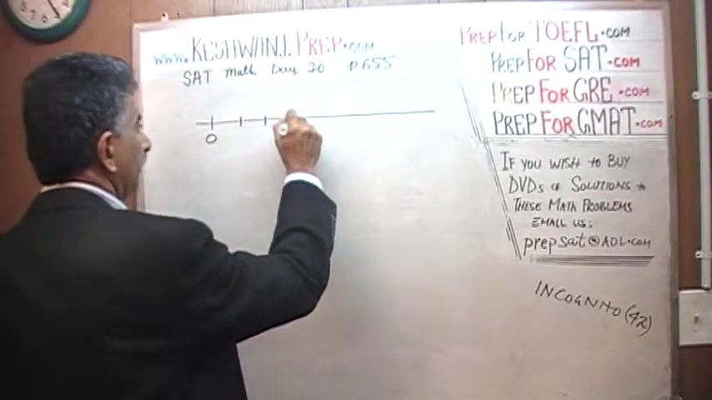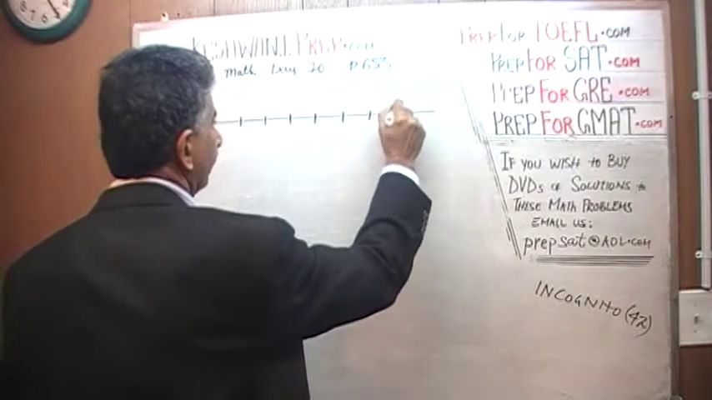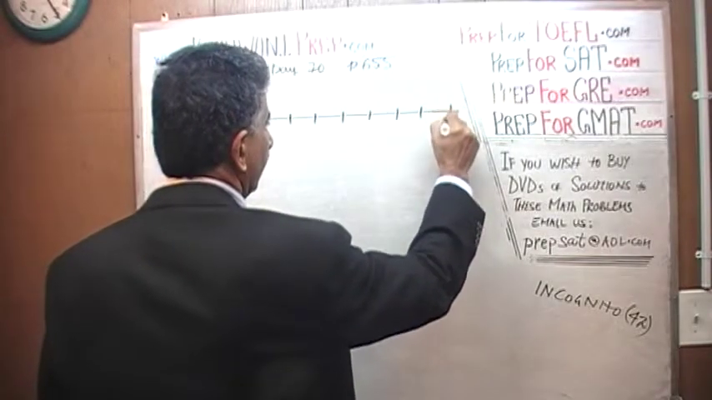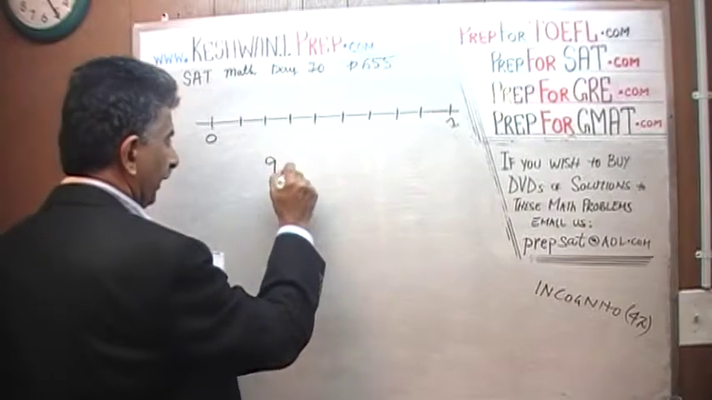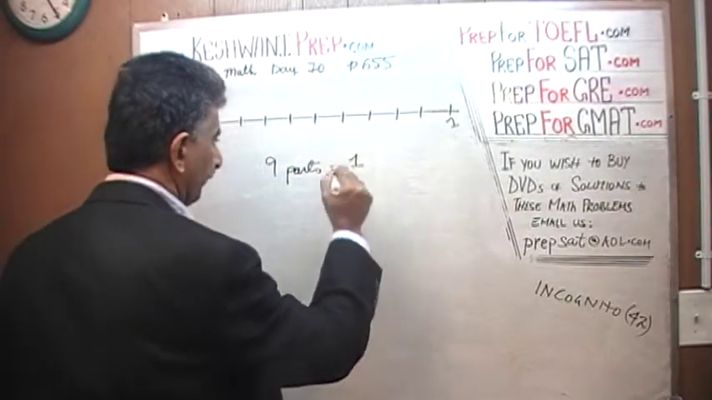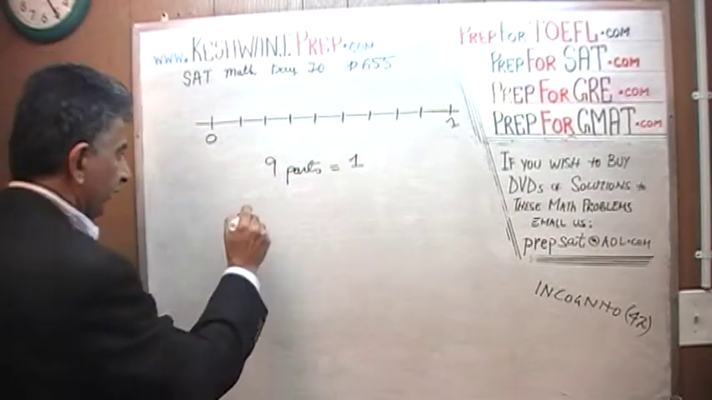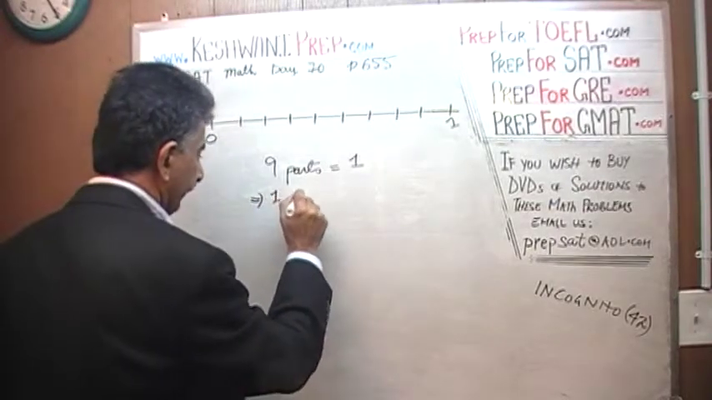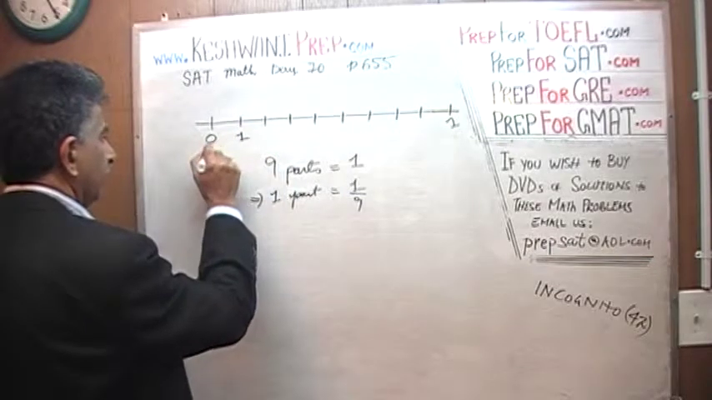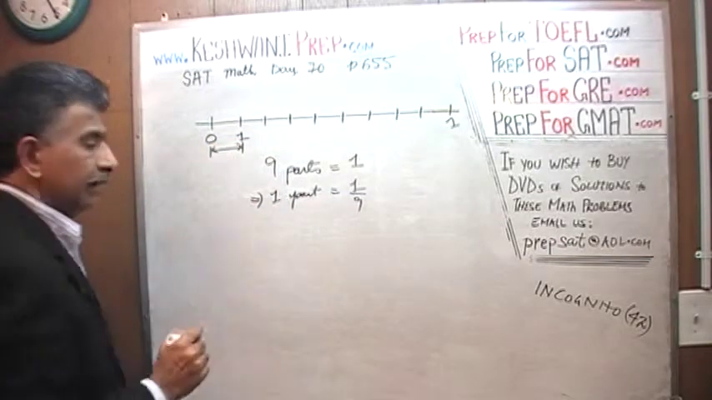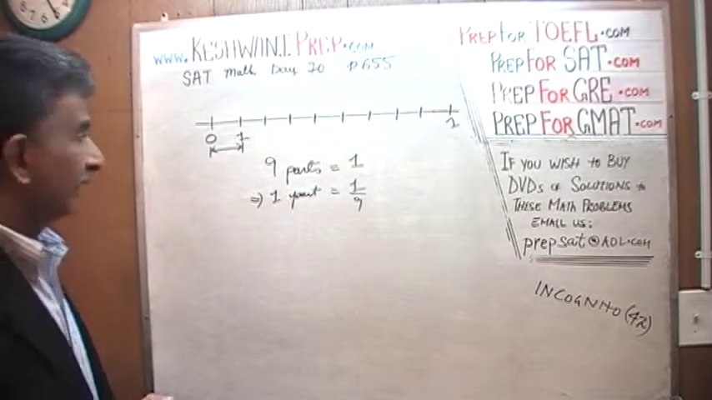1, 2, 3, 4, 5, 6, 7, 8, and 9. Here's your 1. There are 9 parts. So now we know that 9 parts equal 1, which implies that 1 part must equal 1/9. In other words, from here to here is 1/9, not 1/10, is 1/9.